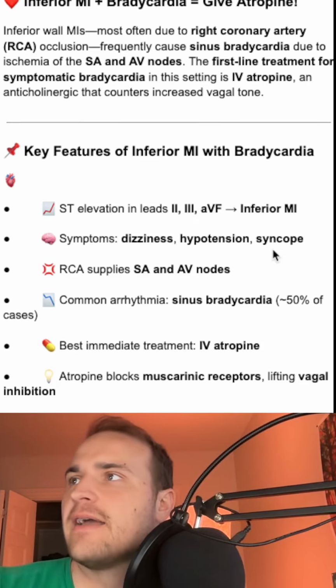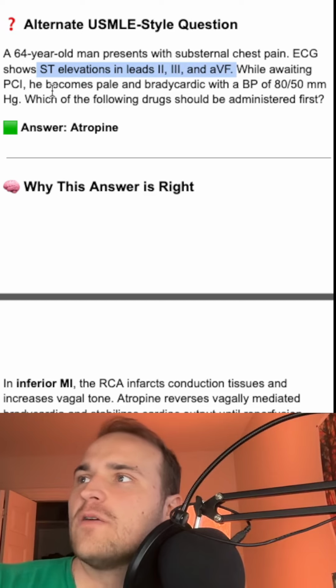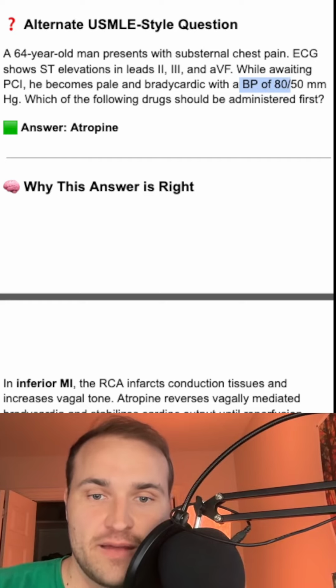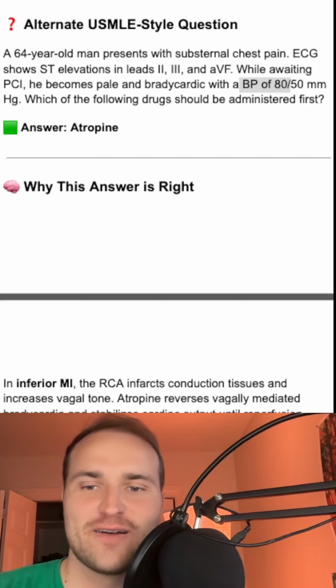So let's look at this guy. We've got a 64-year-old man with substernal chest pain, got ST elevations in these inferior leads. While awaiting, he becomes pale and bradycardic. And so what are you going to give him? You're going to give him atropine, right? Don't reach for your fancy antiarrhythmics or your thrombolytics.